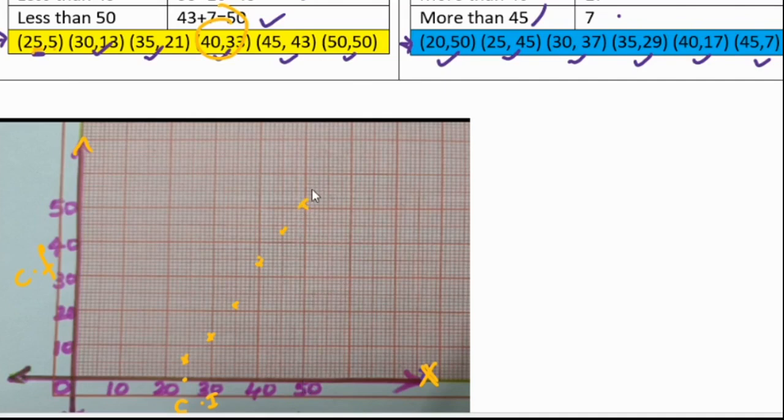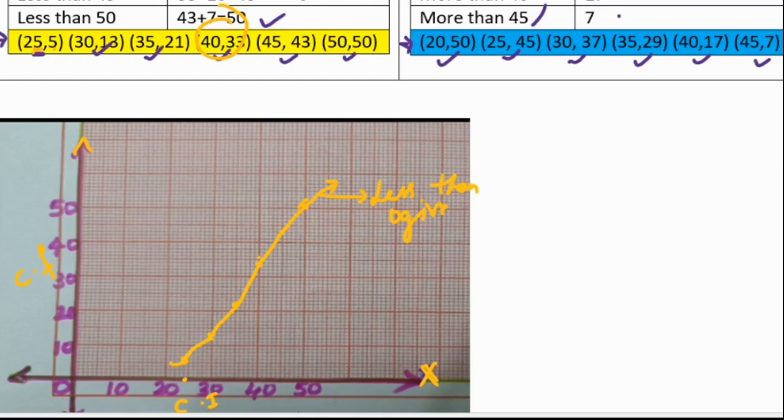So once we plot the points, we have to join them with a free hand. Don't use the scale, students. So this is the less than Ogive curve.